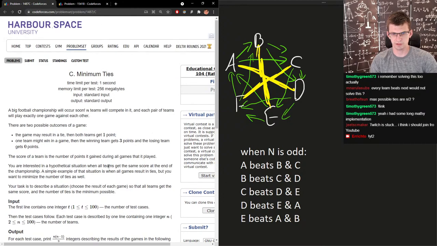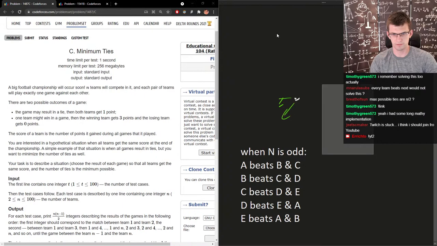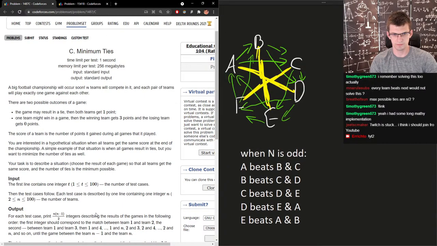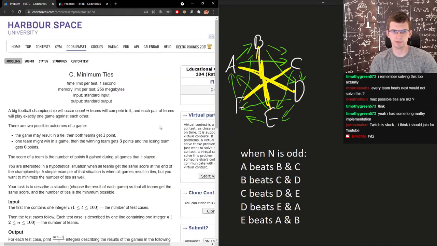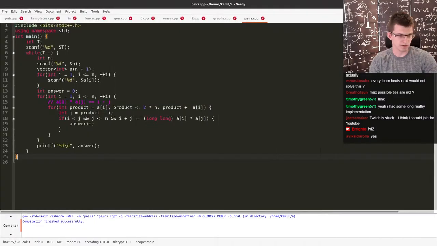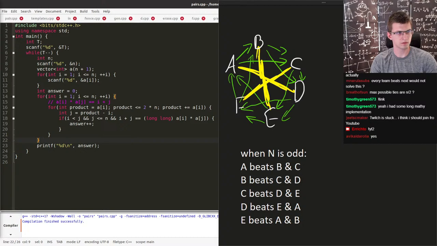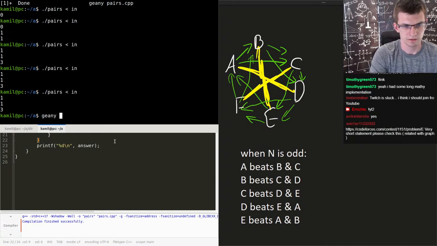What should we implement this? Yeah, I don't see any issue, and I believe that this is optimal. But I will take a look at the editorial later to verify. Yeah, all right. This is a problem which is actually also about pairs. So let's override the file pairs.